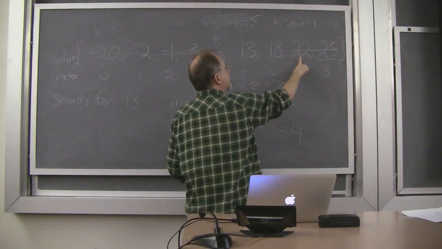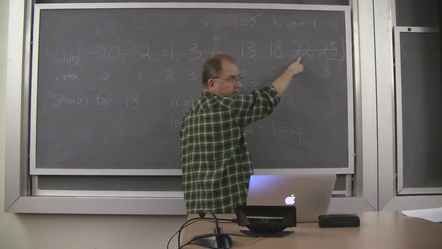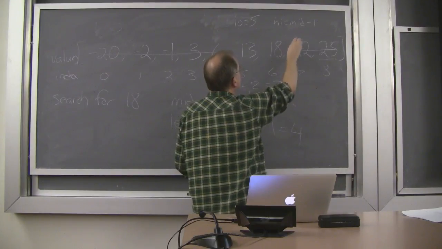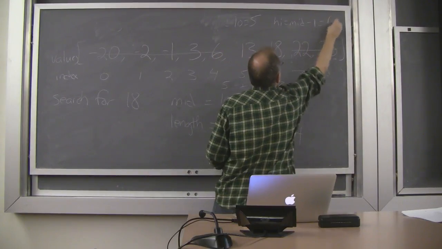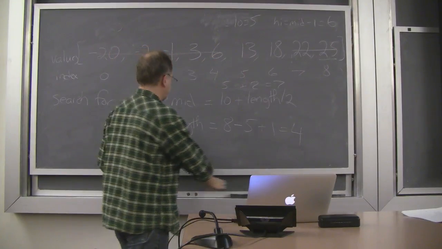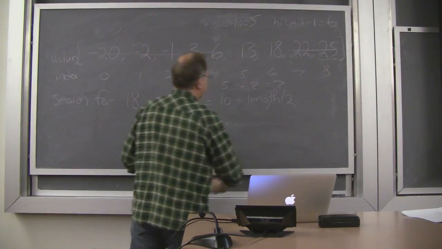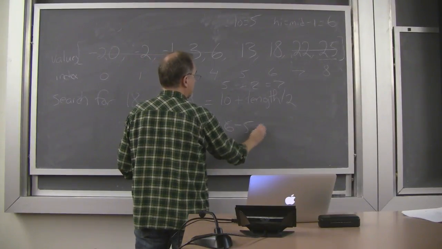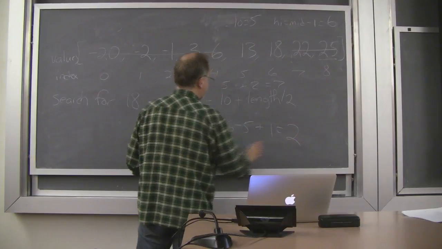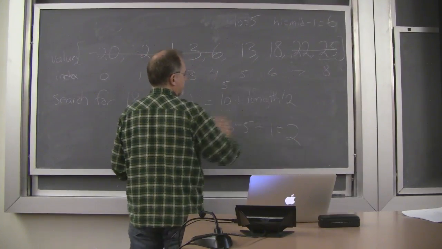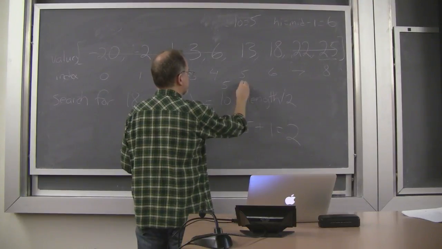And again, mid was here. We know it's not 18. We don't want to use it. So we're going to move 1 past it to 6. Low stays 5. Our length is 6 minus 5 plus 1 equals 2. Our low is 5. Our length divided by 2 is 1.